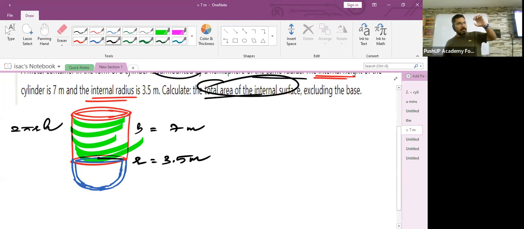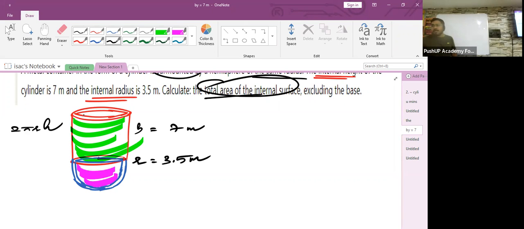Then, when you're peeping into it, the next thing that will be visible to you will be the internal curved surface of the hemisphere. How do you find the internal curved surface area of a hemisphere? What is the internal curved surface area of a hemisphere? G1, what is it? Two pi r square. Like this, I need the answers when I ask you something.